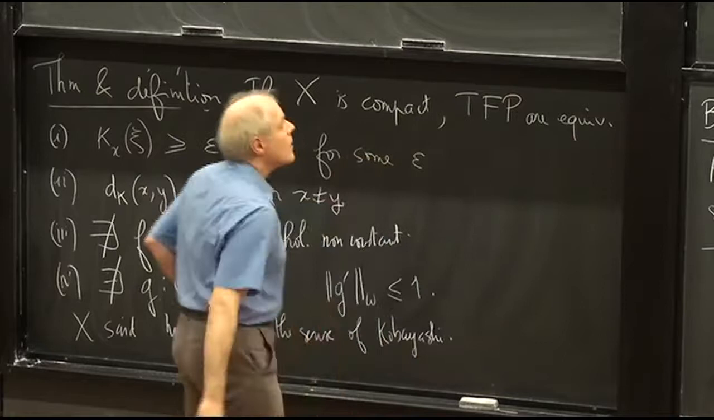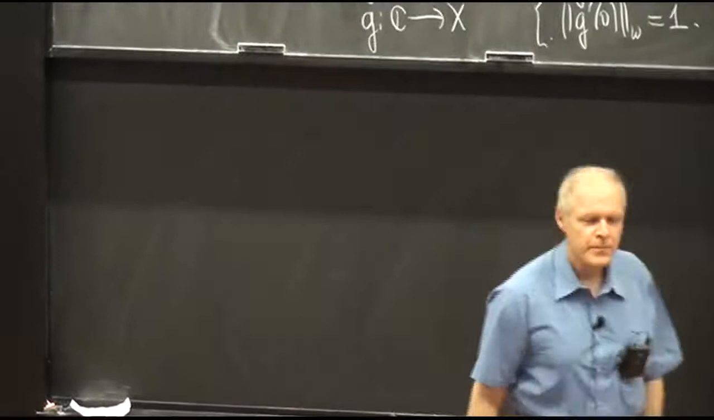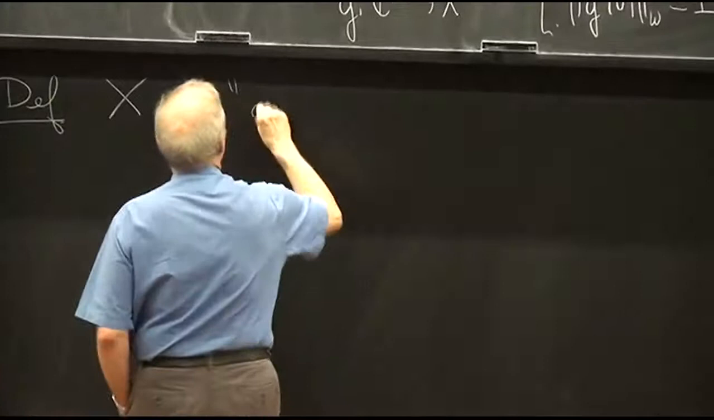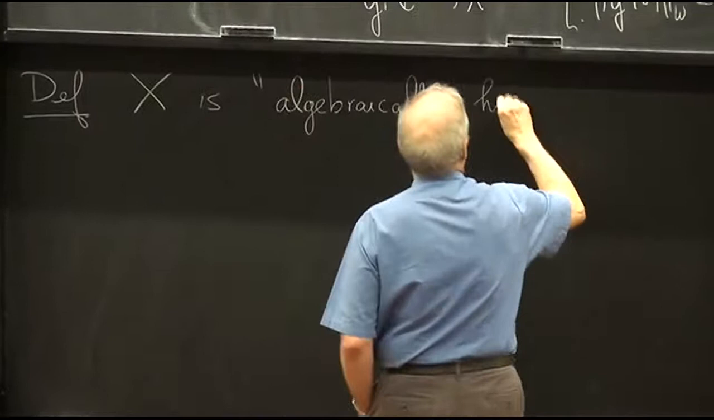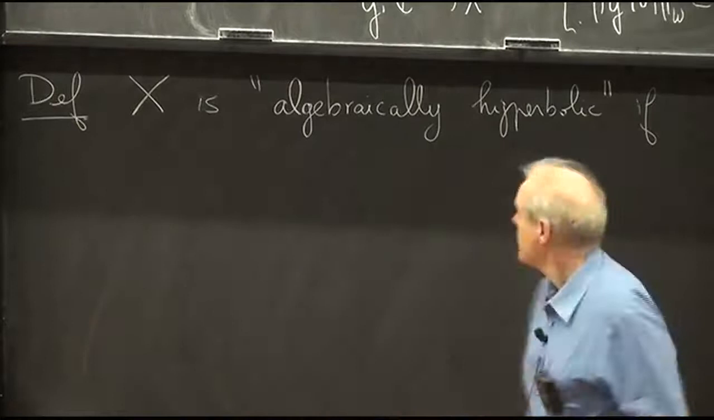This is then, as you see, an analytic concept. So it might not be to the taste of algebraic geometers. So let me try to give a more algebraic definition. We will say that X is algebraically hyperbolic, so you're going to assume X projective.